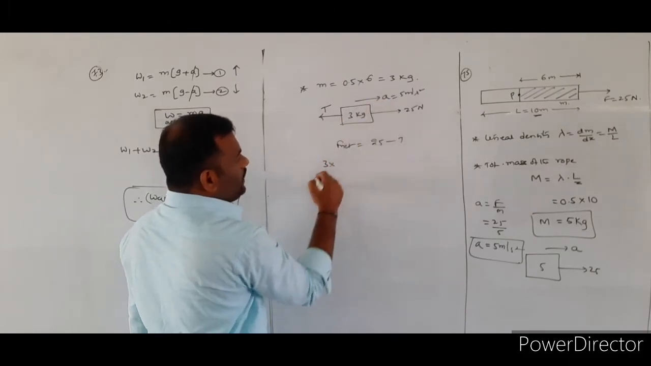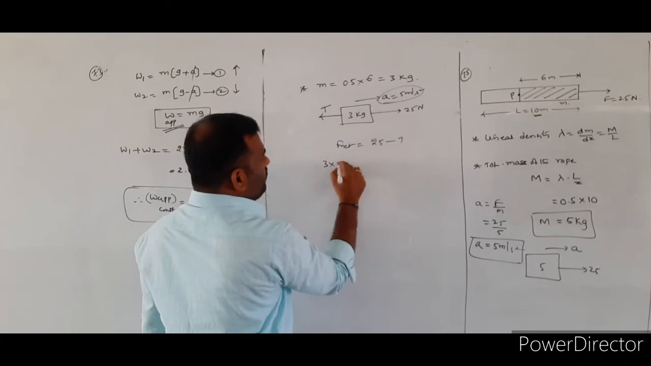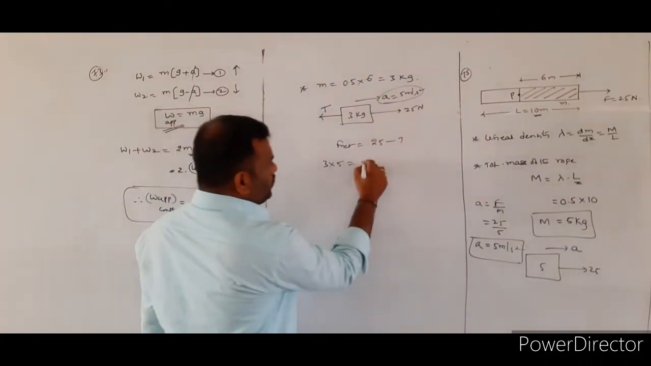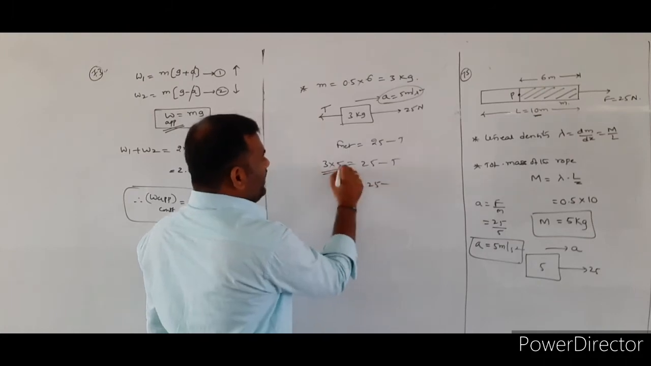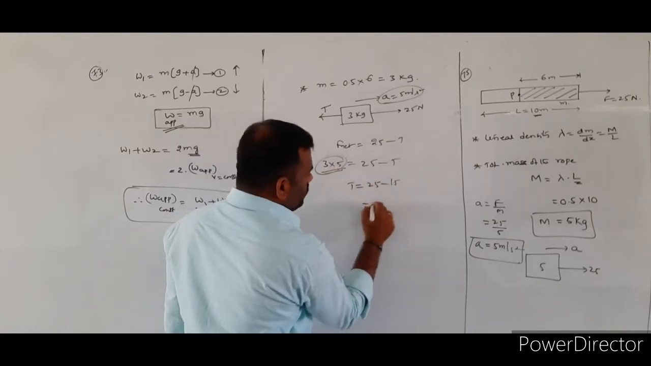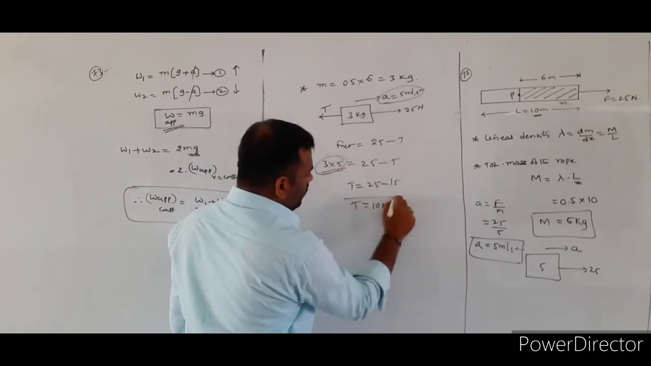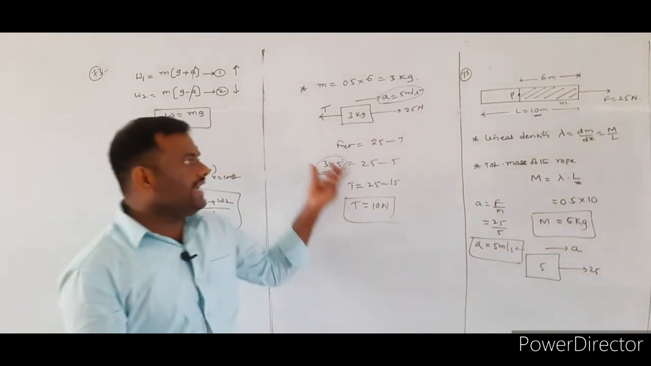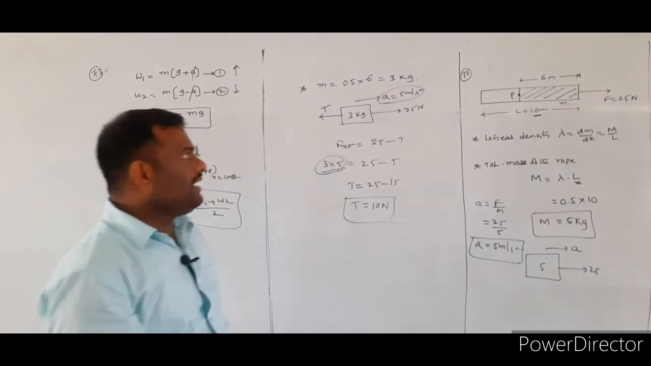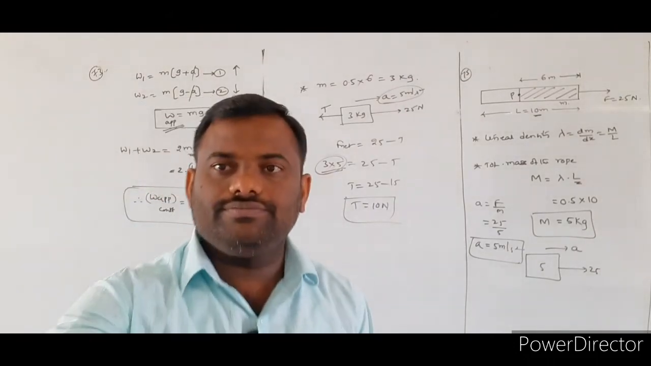According to Newton's second law, F net is equal to mass into acceleration. Mass is 3 and acceleration is 5, so 3 into 5 is equal to 25 minus T. T is equal to 25 minus 3 fives are 15. So the tension value is 10 Newton. Like this we have to calculate the numerical number 75.